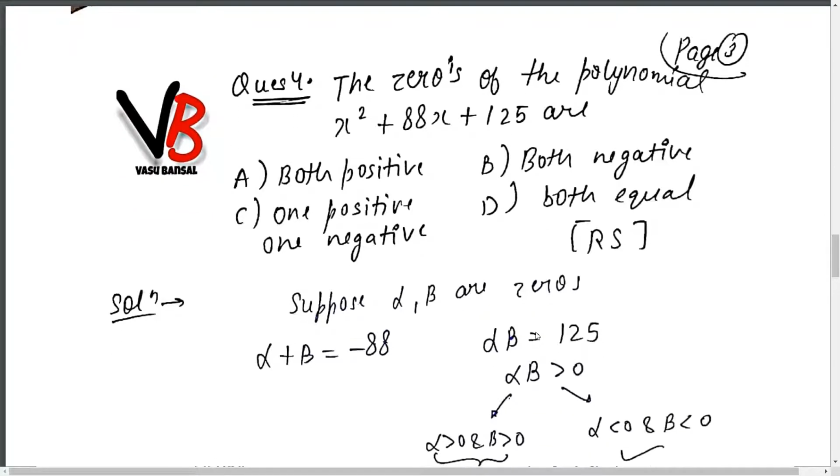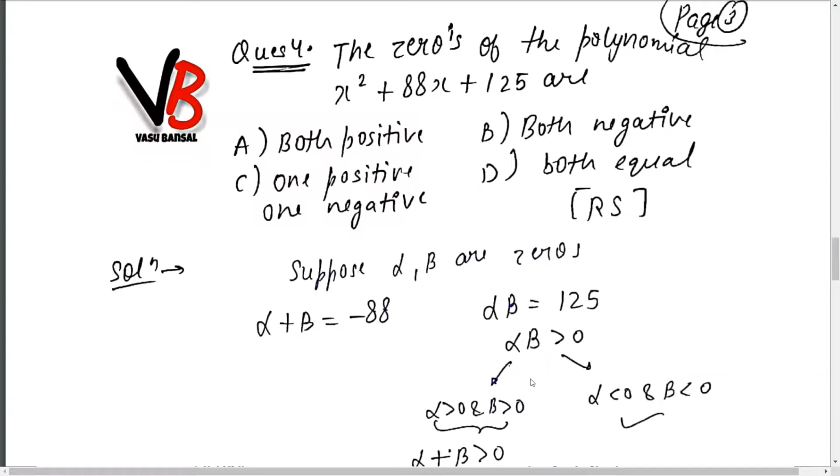So if you have watched my previous videos, you must be knowing that if the product of alpha and beta is greater than 0, then two cases arise: both alpha and beta are greater than 0, or both alpha and beta are less than 0. Then only their product will be greater than 0. Because suppose alpha is 2 and beta is 3, then the product will be greater than 0.